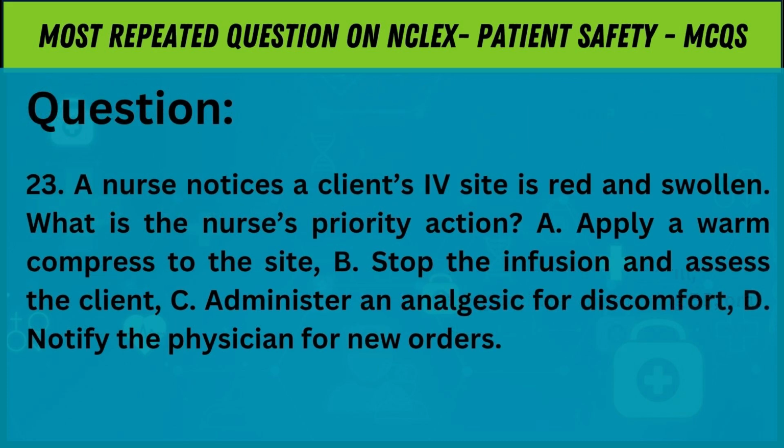23. A nurse notices a client's foresight is red and swollen. What is the nurse's priority action? A. Apply a warm compress to the site. B. Stop the infusion and assess the client. C. Administer an analgesic for discomfort. D. Notify the physician for new orders.